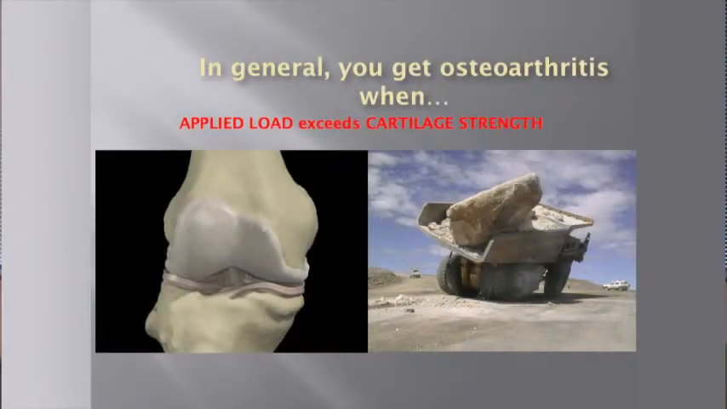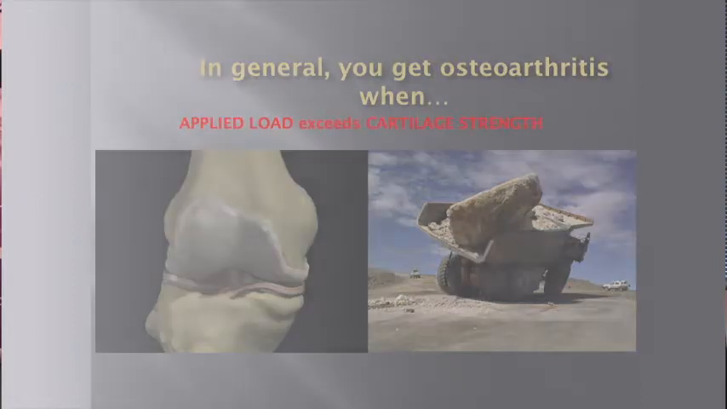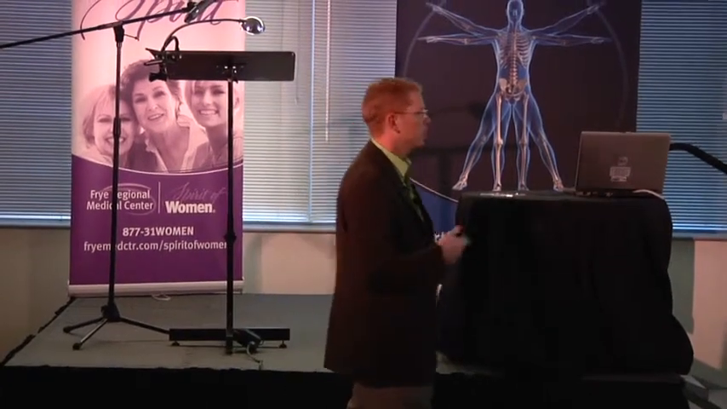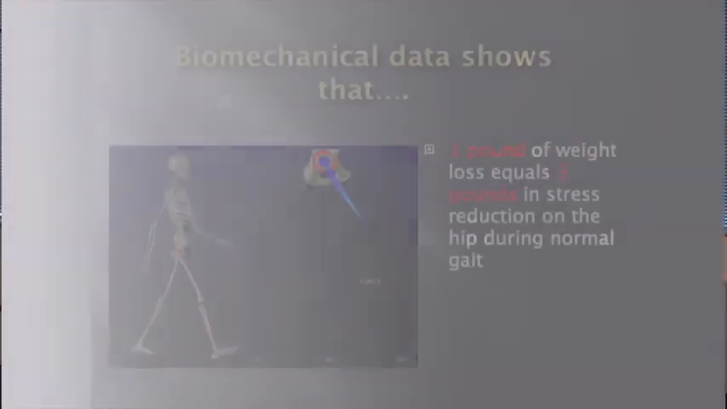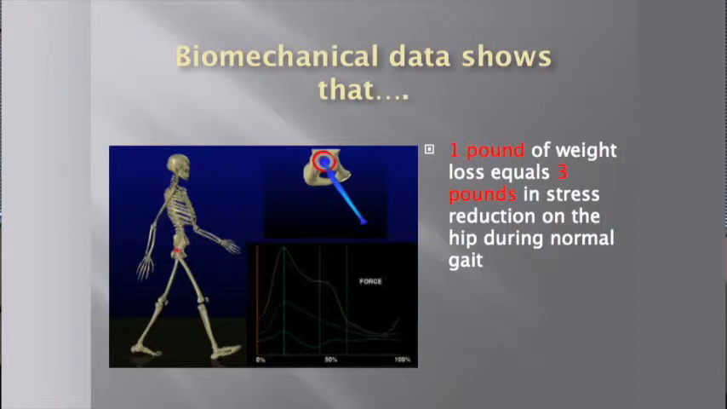But in general, this is the concept: you get osteoarthritis, that wear and tear arthritis, when the load you put on that tread exceeds the strength of the tread. So, being overweight substantially accelerates the wear of your cartilage. In fact, every pound of weight loss that you do, or weight gain if you use the corollary, results in 3 pounds of stress reduction on the hip joint during normal walking.